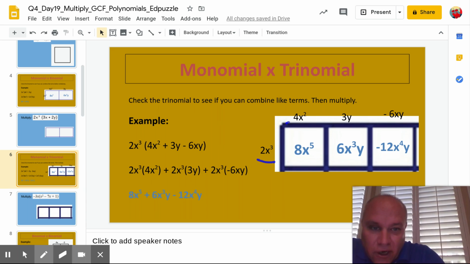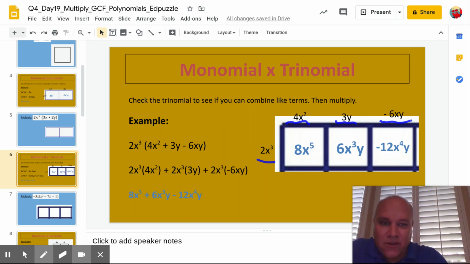So here's your first term, the 4x squared. Here's your second term, the 3y. Here's your third term, the negative 6xy. So again, each one of these little rectangles, it's an area model, length times width. So our width each time is 2x to the third, and our length, if you will, is the 4x squared, the 3y, the negative 6xy, a length of a rectangle.